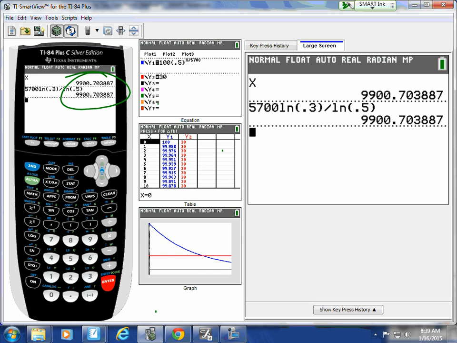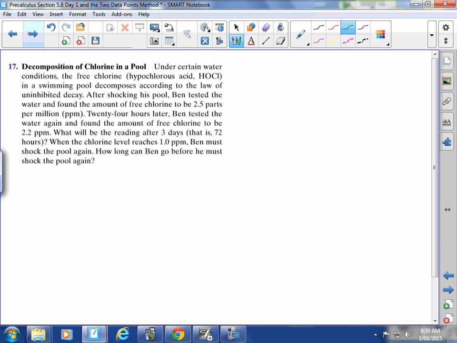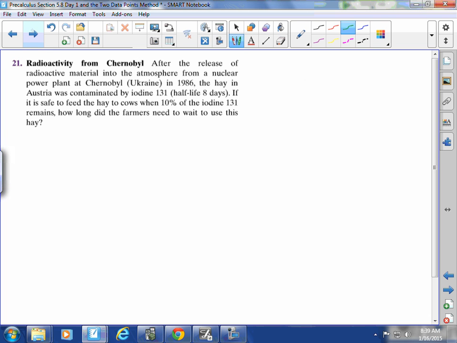All right, is there another problem from yesterday's homework that you want to discuss? 21? All right. After the release of radioactive material in the atmosphere from a nuclear power plant, 1986, the hay in Australia was contaminated by iodine-131. Half-life 8 days. If it's safe to feed the hay to the cows when that percentage gets down to 10%, how long did the farmers need to wait?